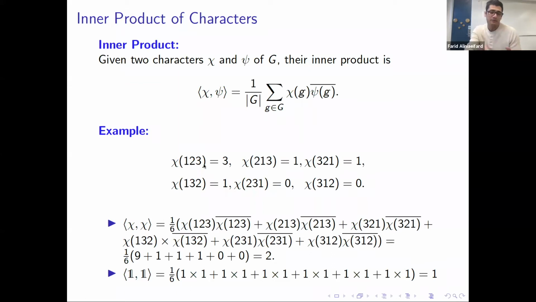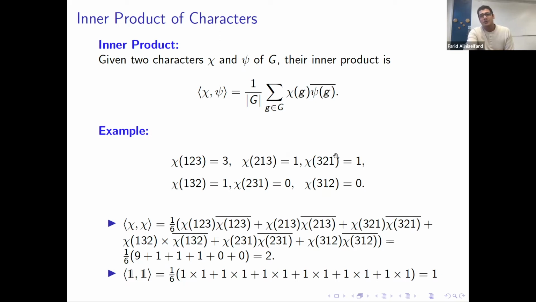And then when we look at the set of all characters, there is a very important function between characters, which is called inner product. What is the inner product of two characters? If I pick chi and psi, the characters of G, then the inner product of them is: I put chi(g) and psi(g) conjugate in a set and I take the average of them. So the average of those elements will give me the inner product of these two characters.